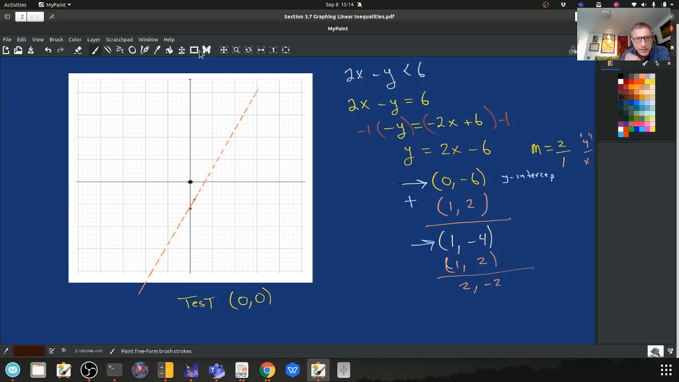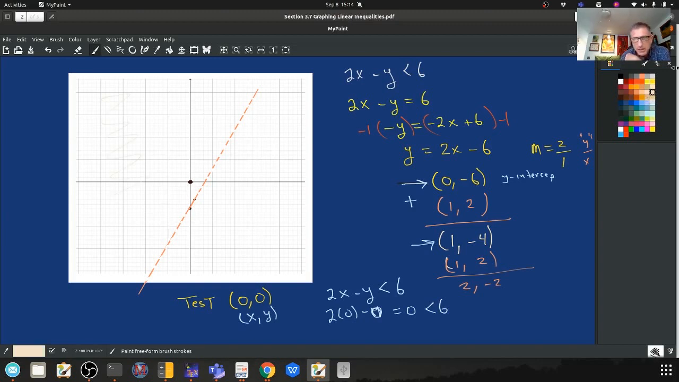So what I do is I look at my original inequality, which is 2x minus y is less than 6. And I plug in the values of my test point. Remember, those are values of x and y. So my x is 0 and my y is 0. And 2 times 0 is 0 minus 0. This gives me 0, and 0 is clearly less than 6. So that means that the side to shade in is this side.